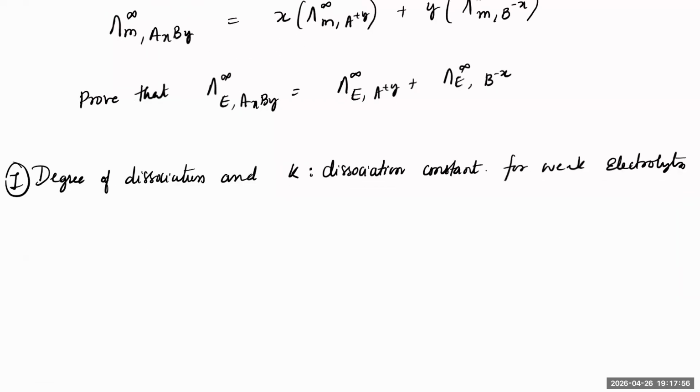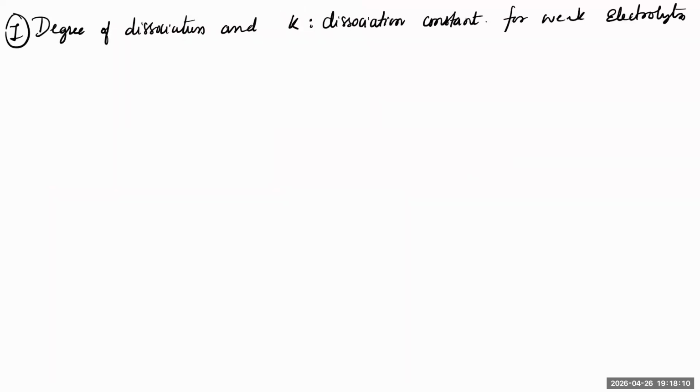Now let's see how the degree of dissociation and the dissociation constant for a weak electrolyte are related to each other. Let's assume I have a solution of an acid HAC, something like acetic acid. For HAC, let's say the concentration is C1.